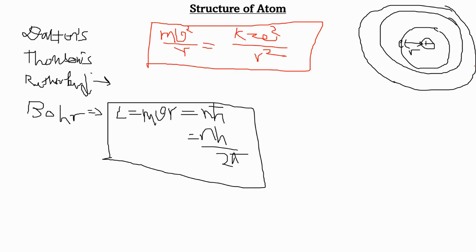From that we derive different relations, that is velocity, radius, and energy of the electron in a particular state. We found that Vn equals Z square by 2 epsilon 0 nh.